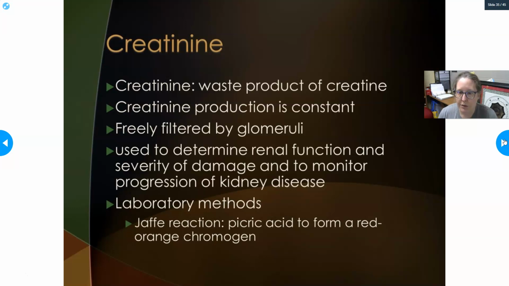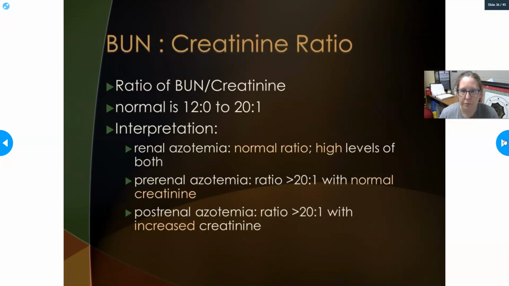It is used to determine the renal function and the severity of damage to the kidneys and to monitor the progression of kidney diseases. Again, because it's just got this steady 24-hour filtration level. There's no flux up and down. It's just very steady. So it's a good one to use to monitor. The lab method for the detection of creatinine is the Jaffe reaction using picric acid to form a red-orange chromogen color. That's proportional to the amount of creatinine present in the sample.